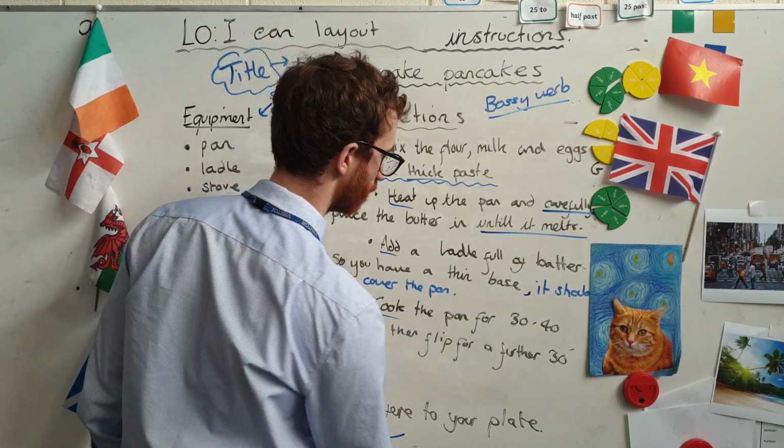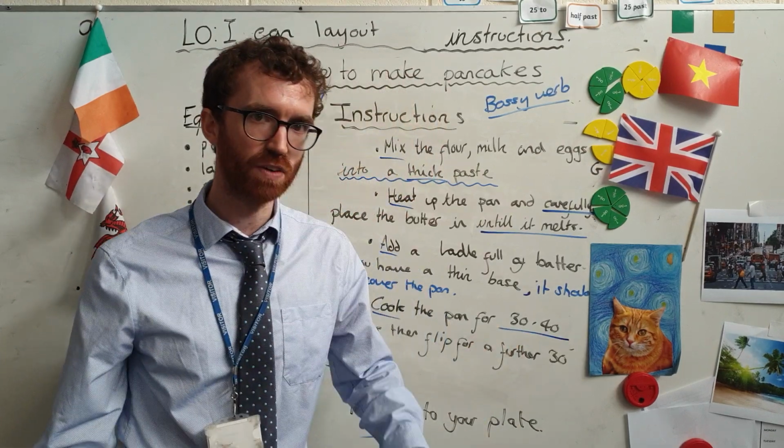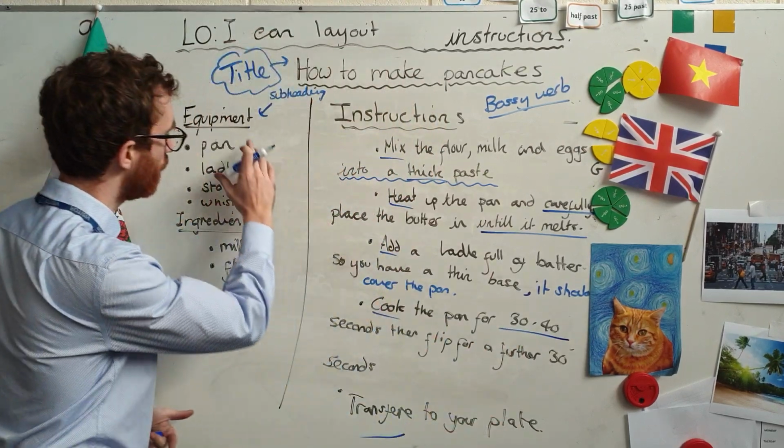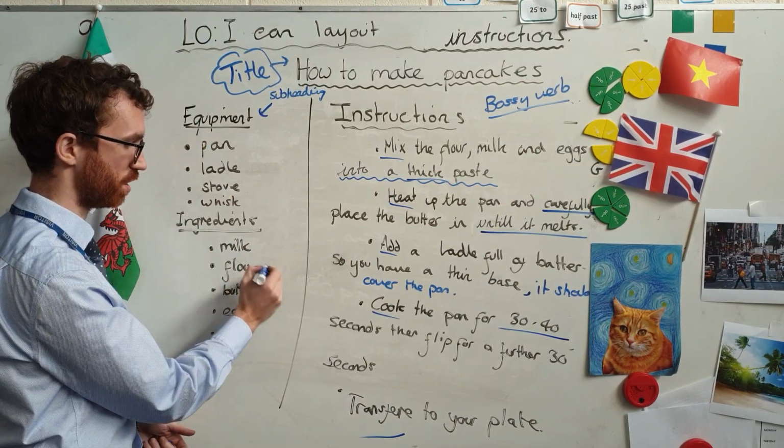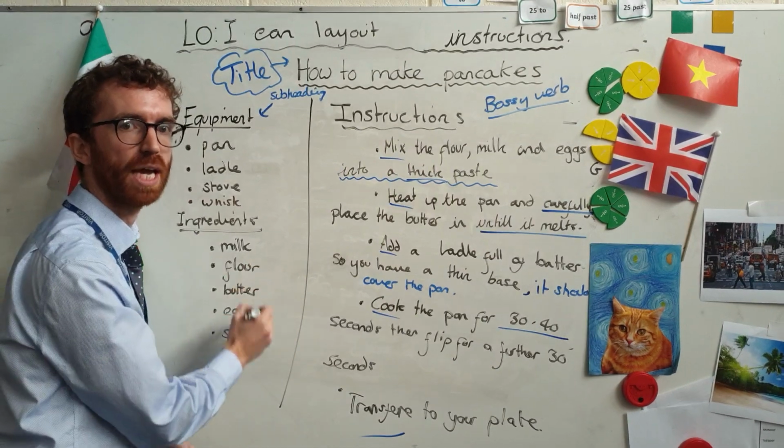Cook the pan for 30 to 40 seconds. Really important in instructions, giving some sort of time, some length. If I'd been better at this, I might have said the amount of flour I need, so whether it's 100, 200, 300 grams, okay, how much of each.